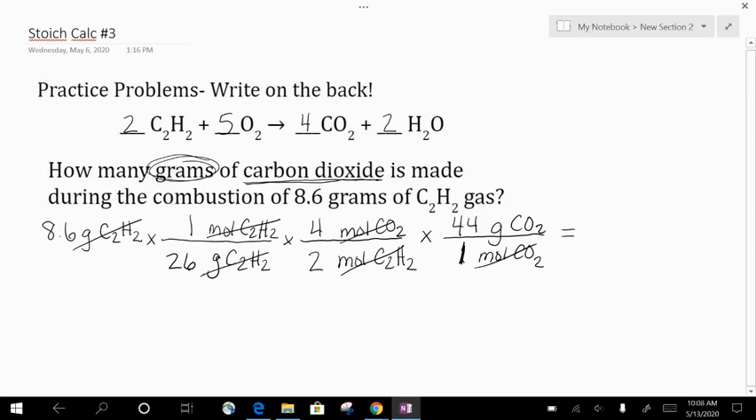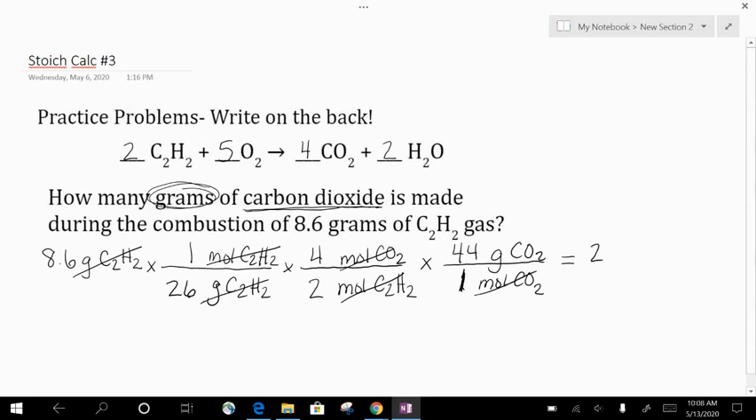So the math on this would be 8.6 times 1, don't need to do that, times 4, times 44, hit enter, and then divide by the bottom. 26 times 2 times 1, don't need to do that. And that gives me 29.1, and my units are grams of CO2.